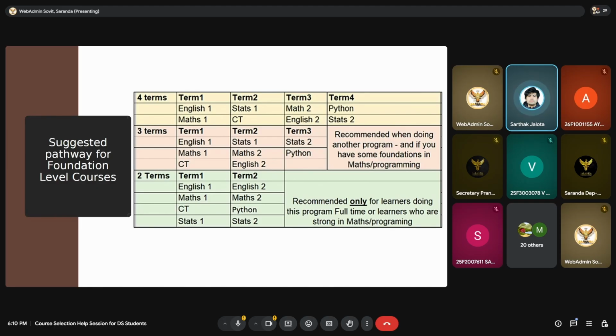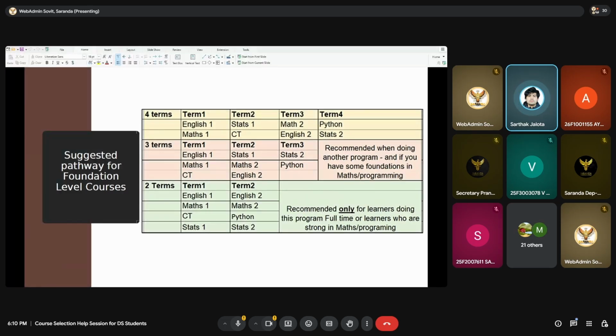Now, if you are doing a dual degree, I would strongly suggest the 4 term path, because with a dual degree, it's going to be harder to do Maths 1, Stats 1, Stats 2, Maths 2 together. So take the 4 term path if you are doing a dual degree. Any doubts here, or if you want me to re-explain in Hindi, please raise your hand.